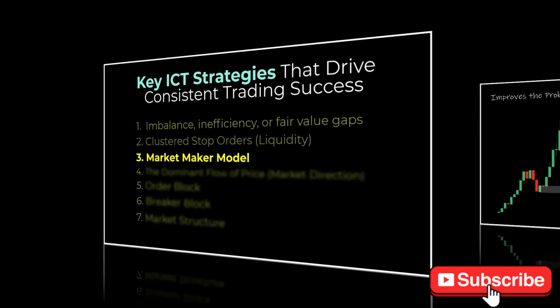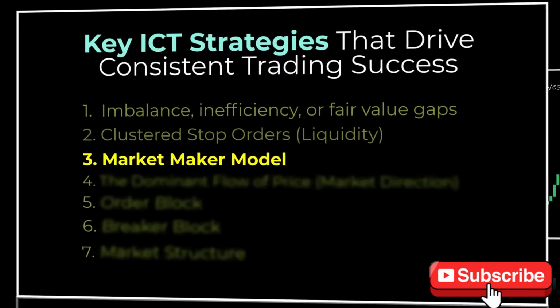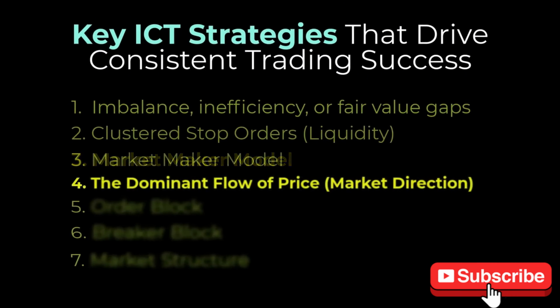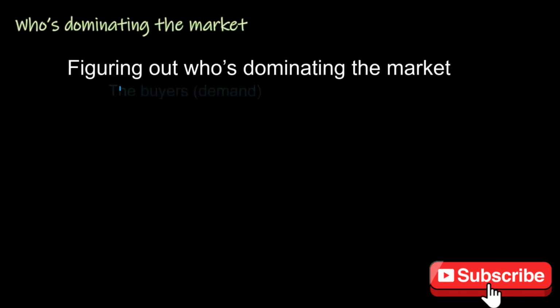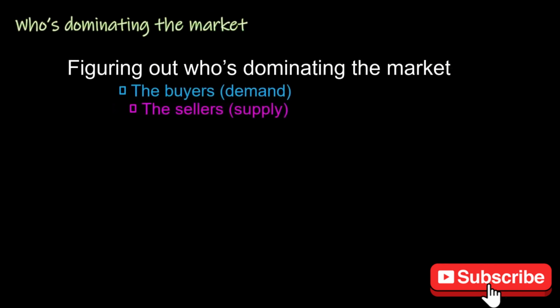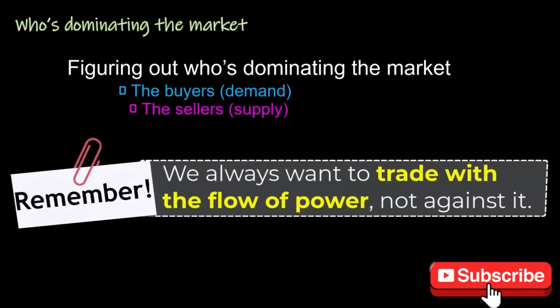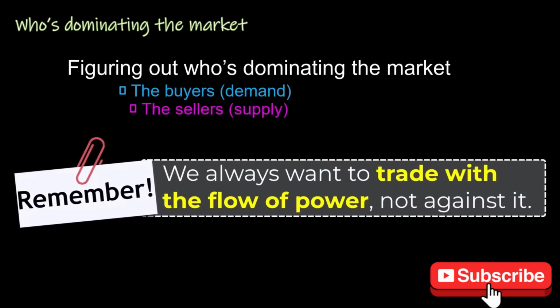All right, now let's talk about something that sits at the core of every smart trade, market direction, or in simple terms, who's in control right now? Before we do anything else, the very first step in reading any chart is figuring out who's dominating the market. Is it the buyers, demand, or the sellers, supply? Because remember, we always want to trade with the flow of power, not against it. So how do we determine who's in control? It all comes down to mitigations. This is the key mechanism in smart money concepts.